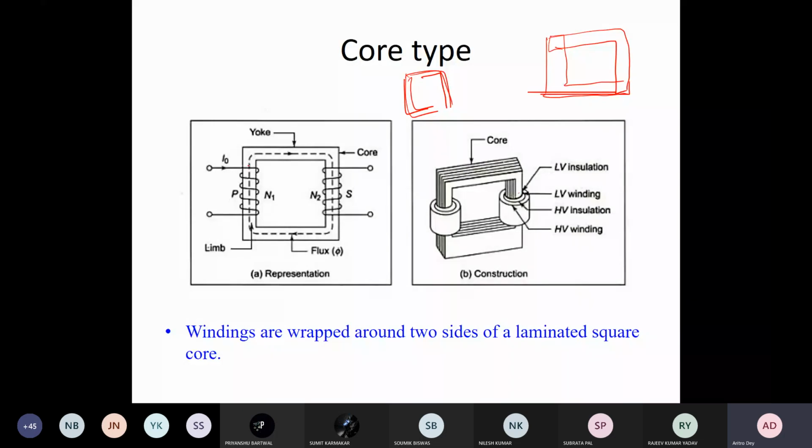Here we have LV and HV. LV is primary, we can say, which is of N1 turns, and this is HV, which is N2. So N1 is less than N2, and this is your flux phi, which is passing through this core. It's a core type transformer. These are the limbs of the core type transformer.